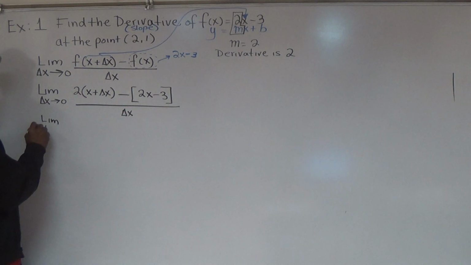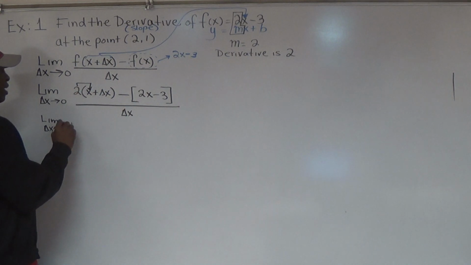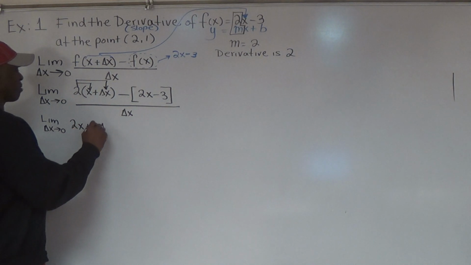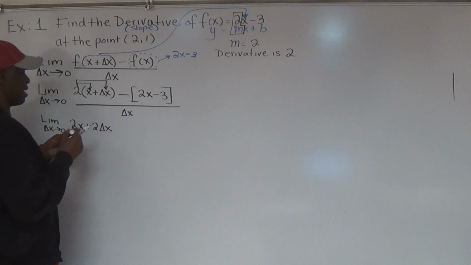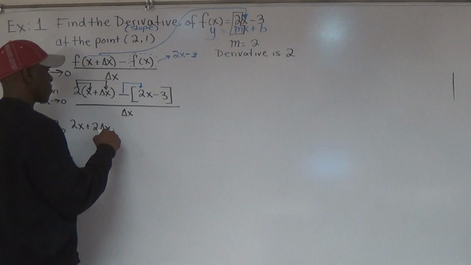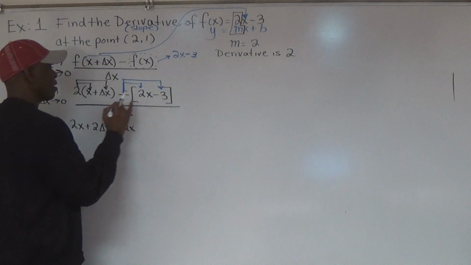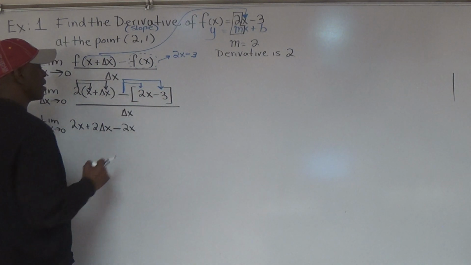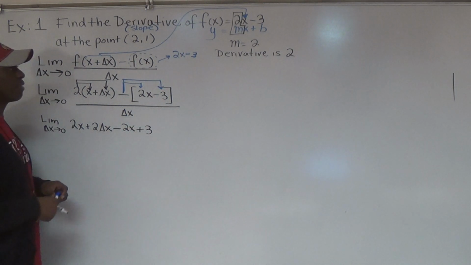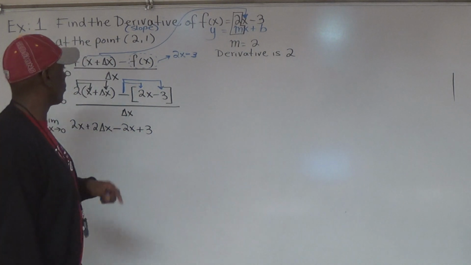So we're going to have the limit as delta x gets very small. Take the 2 and distribute. We're going to have 2x, and then 2 times delta x, plus 2 delta x. Take the minus sign here and distribute: minus 2x. Take the minus sign again and distribute. A negative times a negative just so happens to be a positive. Plus 3.